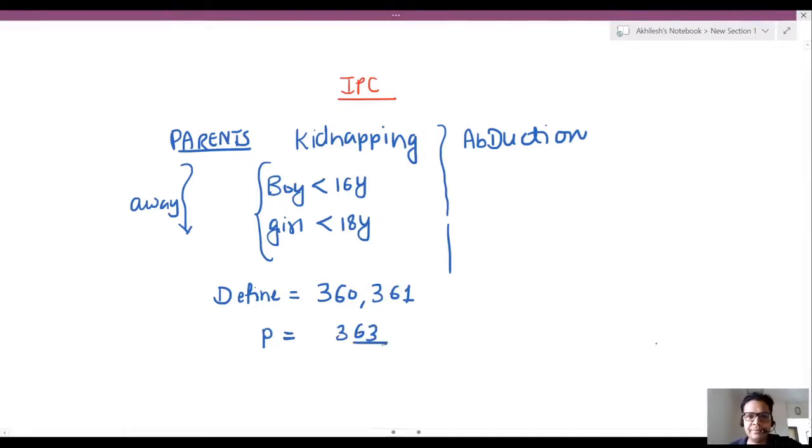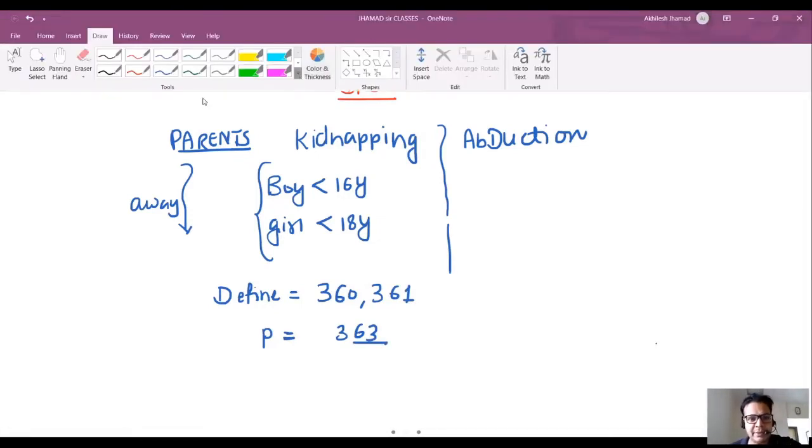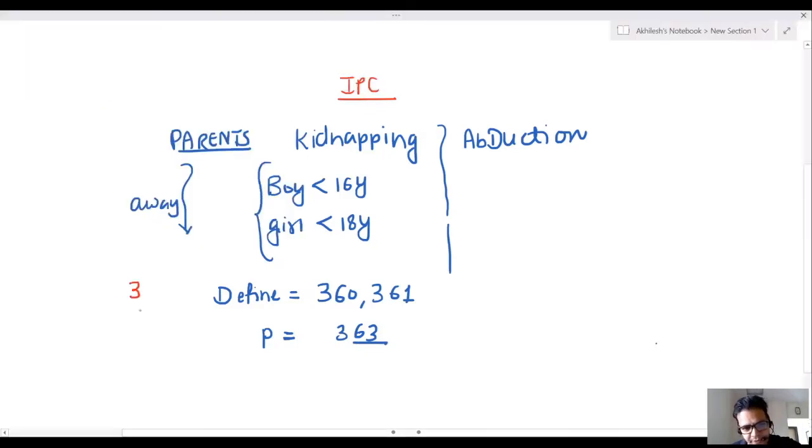And also how to remember? You can remember by a very simple trick, 361. Or you can remember 3 pick 1. It means 3 people are picking. So 3 pick 1 is equal to 3 sick 1. This is the IPC definition of kidnapping.